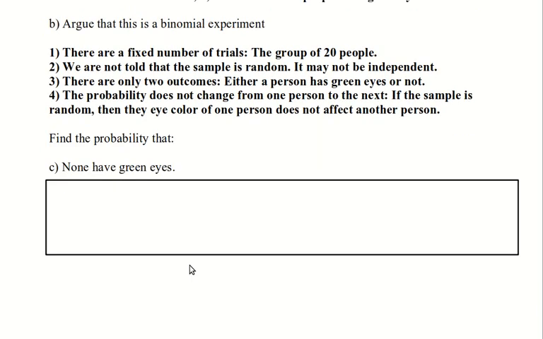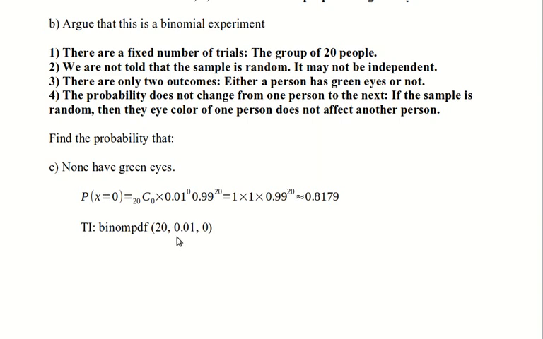It says, find the probability that none have green eyes. So let's first go through and use our formula. Our formula says, find the probability that the random variable is 0. The n, the number of trials, is 20. We want to figure out how to arrange 0 successes in 20 things. Well, that's going to give us 1. There's only one way to have 0 successes, and that is if we have 20 failures.